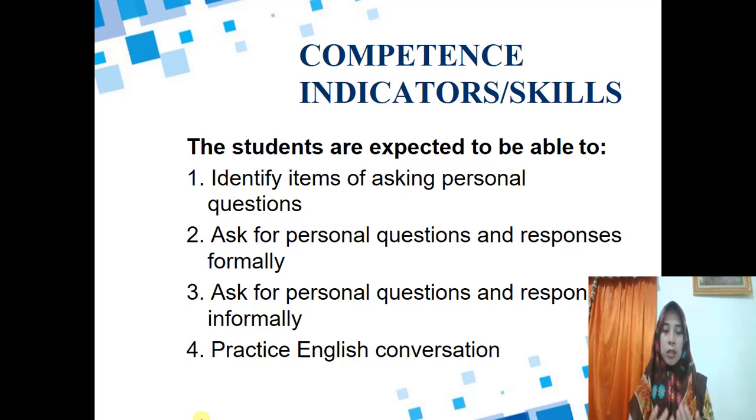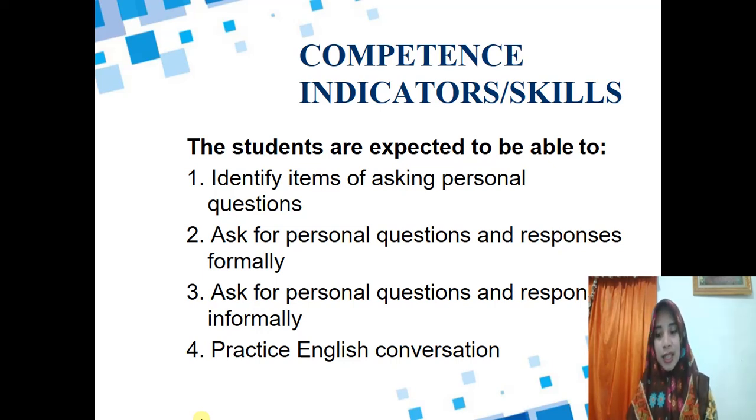So, I will repeat once more so that it's more clear. For the goals of learning today, there are 4 goals of learning as competence indicators or skills. Number 1, the students are expected to be able to identify items of asking personal questions. Number 2, ask for personal questions and responses formally. Number 3, ask for personal questions and responses informally. And the last, practice English conversation or communicative activities.